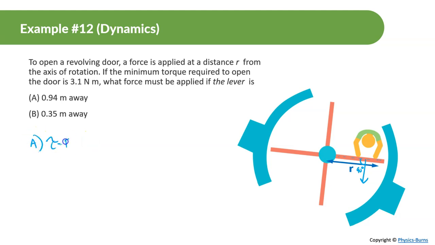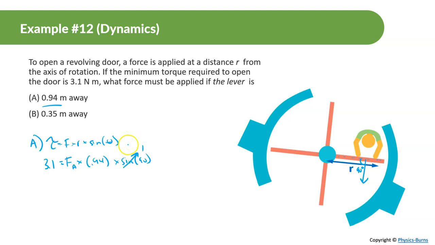So torque is equal to force times radius times sine of theta. The first one, it needs 3.1 Newton meters of torque to open. We were looking for the force, I'm going to say for A, times the radius, which is 0.94 meters away, times sine of 90, and this is just 1.